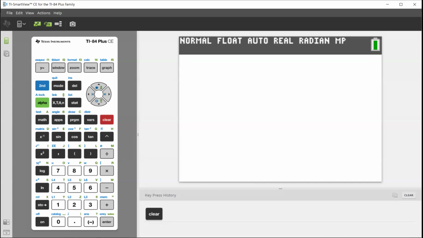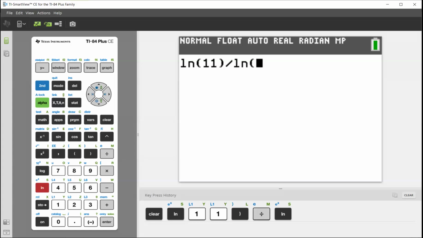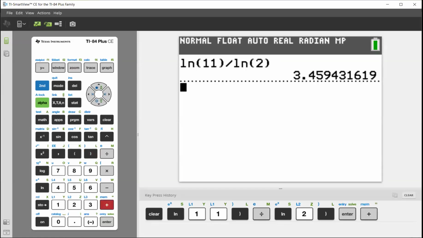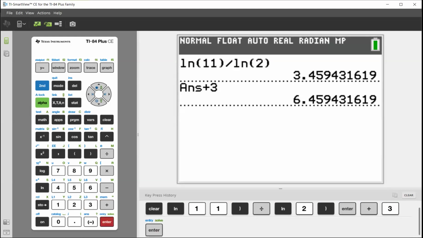So in a calculator, we can do this. ln 11, close the parentheses, divided by ln 2, close the parentheses. The parentheses are necessary for the programming of the calculator. They want you to pay attention to the argument of the log. So that is the quotient, and then we're gonna add a 3 on top of that. If we need to enter the answer as a decimal, let's say rounded to 3 decimal places, then the answer is going to be 6.459.